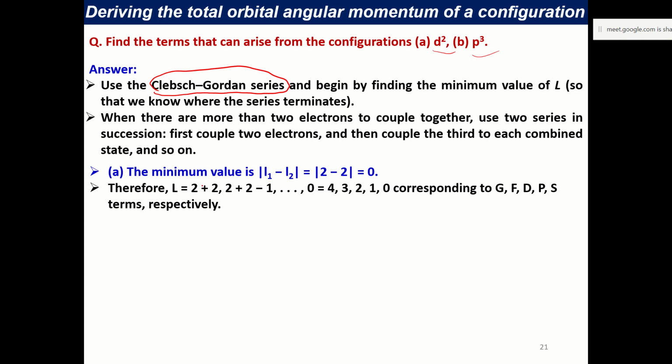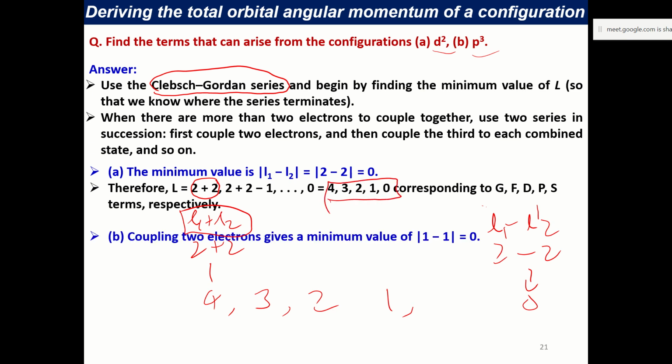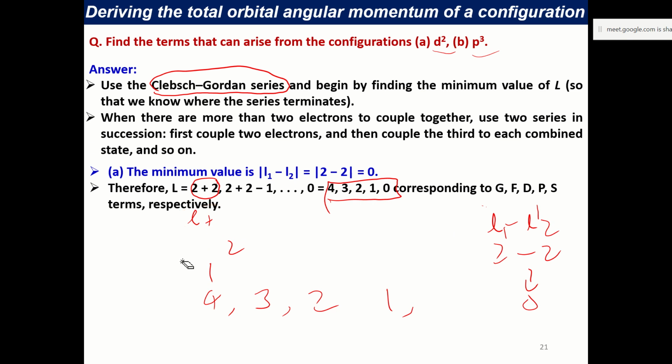So 2 plus 2, the maximum, L1 plus L2, is one end. The other end will be where I have L1 minus L2, that is 2 minus 2, so this is 0, and this one is 4. So now it becomes easy: 4, 3, 2, 1 and 0. So these are the possible values, and the energy states you can write accordingly. So this is how we make it.